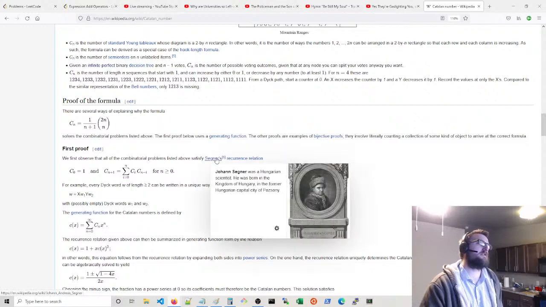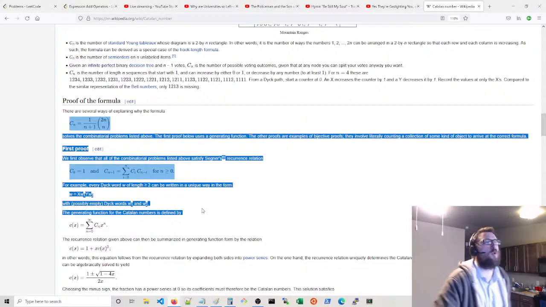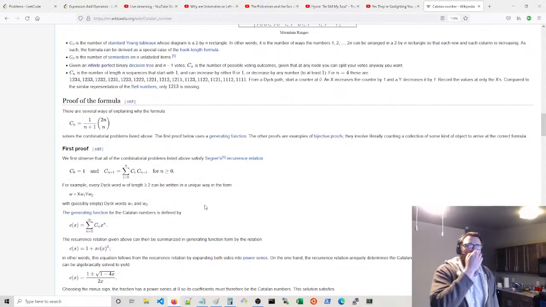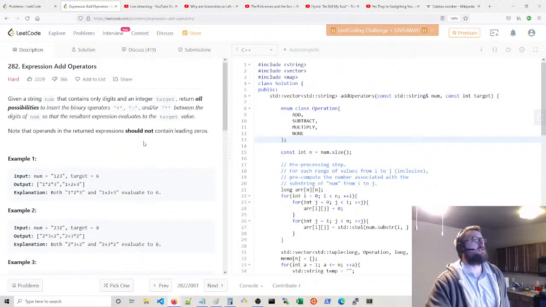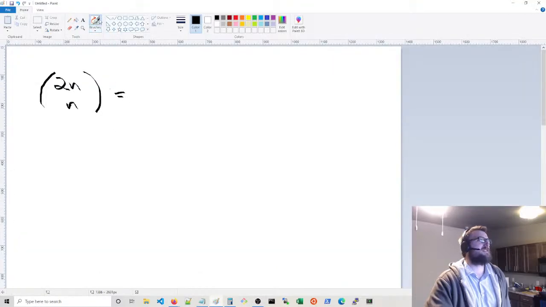Yeah, so that's Segner. I'm fairly certain Segner's recurrence relation is what we end up with if we try to produce just the set of multiplicative terms that we could have by placing multiplication symbols. Dude, this question is so much harder than you might realize. This question is crazy.